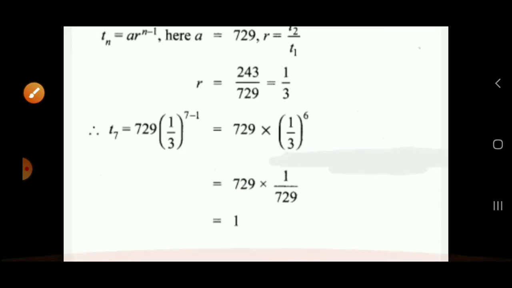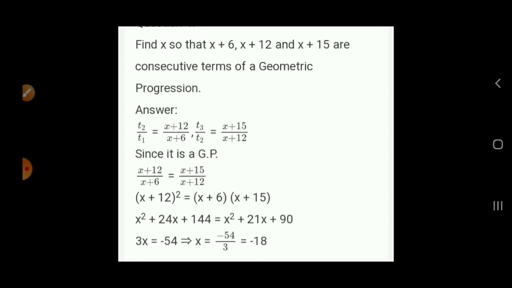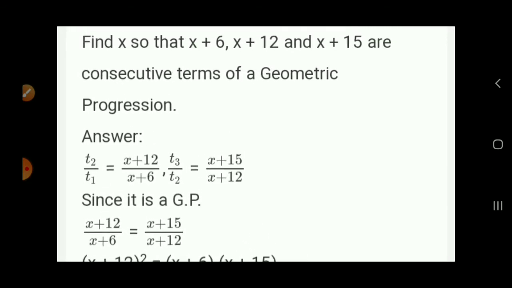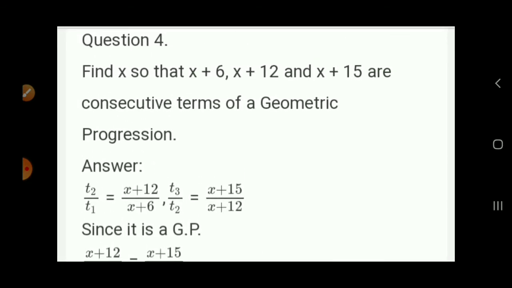Next we can see the fourth one. Question number 4: Find x so that x plus 6, x plus 12, x plus 15 are consecutive terms of a geometric progression. So for this one we can now find the answer.